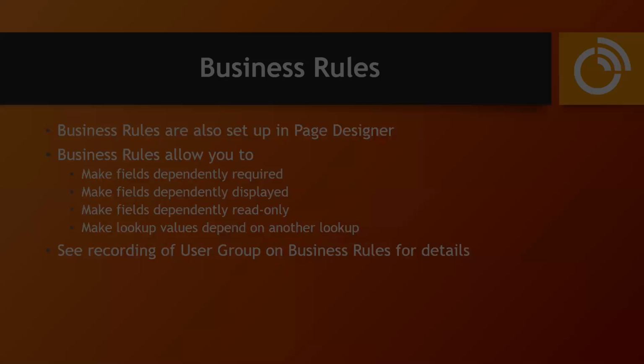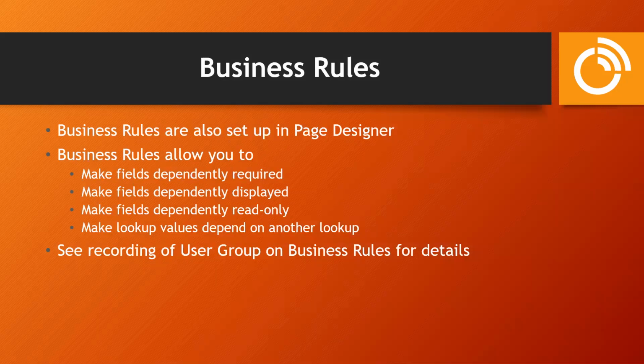All right. One other thing that you can do in the page designer, the same view where Chris was showing you how to add fields and create tabs and add widgets, is there's another tab up at the top of the page that allows you to set up business rules. Business rules allow you to put in some logic around how things are displayed on the page, including things like making fields dependently required, making fields dependently displayed, so whether or not they show on the screen at all, making fields dependently read-only, sometimes you can edit them, sometimes you can't, as well as making lookup values depend on another lookup, so changing the options in one lookup list based off of what was selected in a different field.